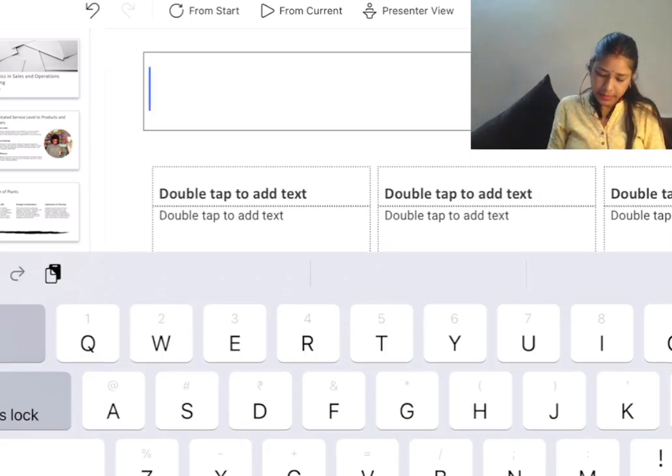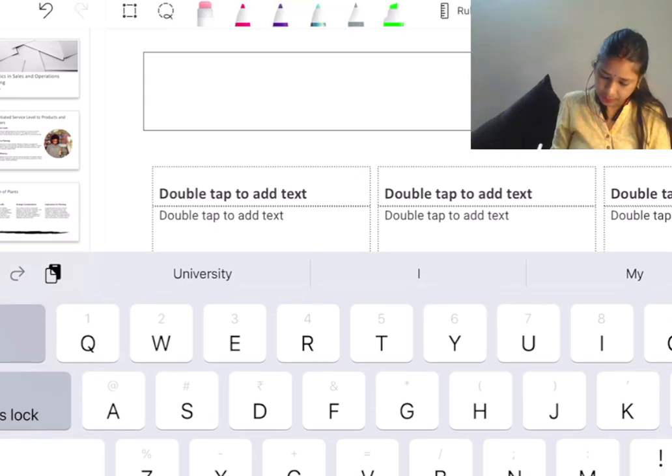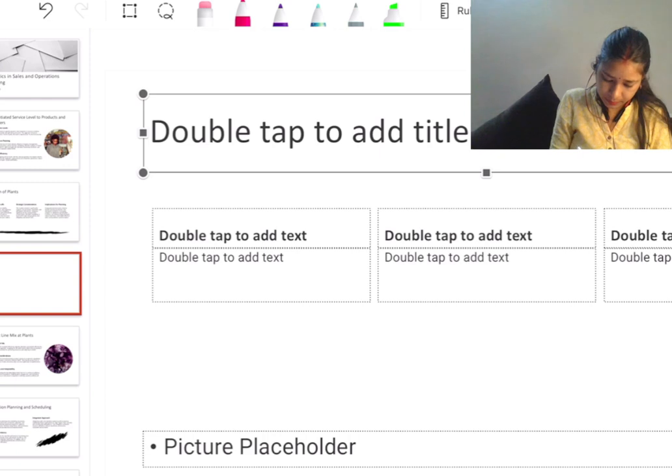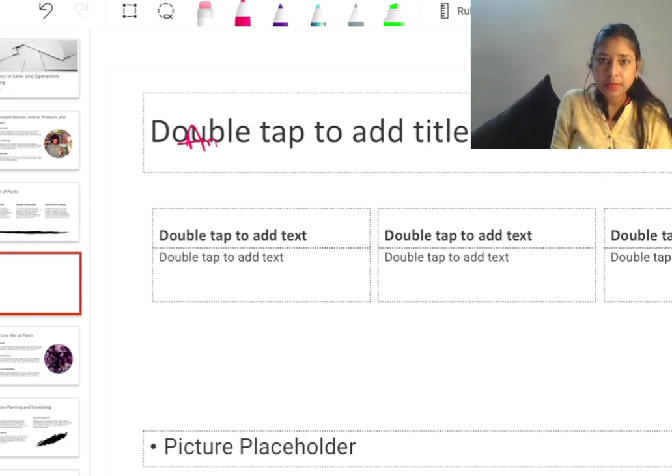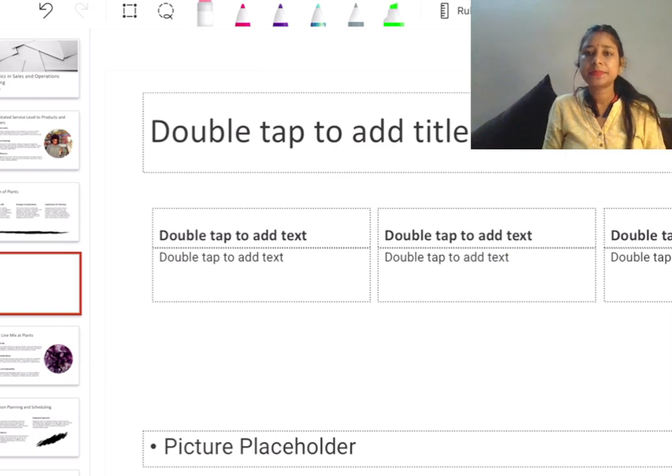So, what are the analytical tools? Is it visible to you? No? Okay. Okay, thank you so much.